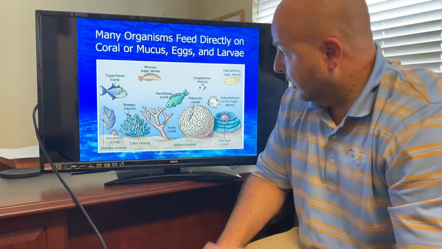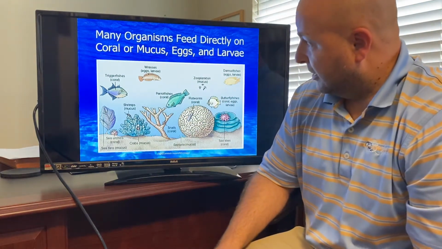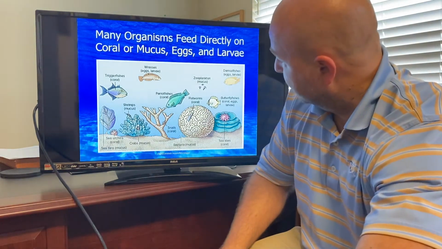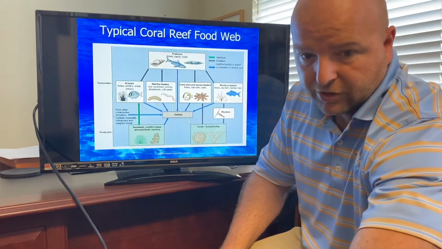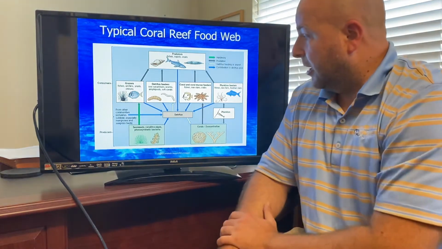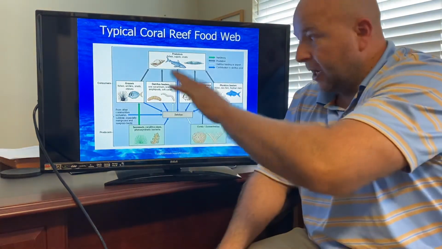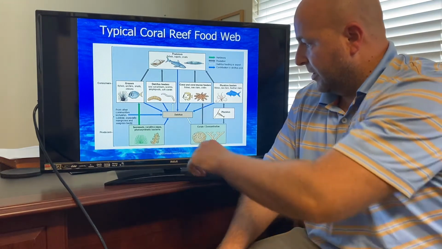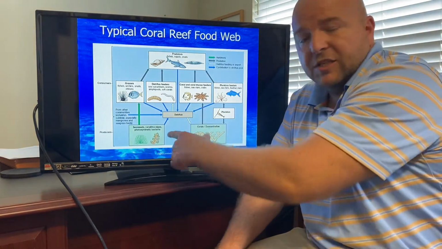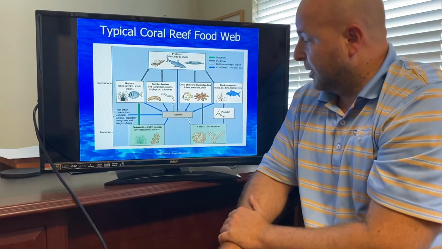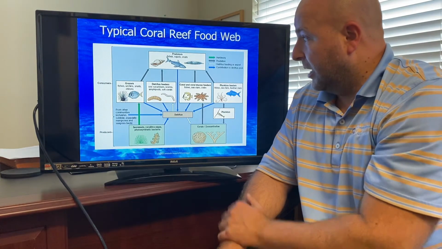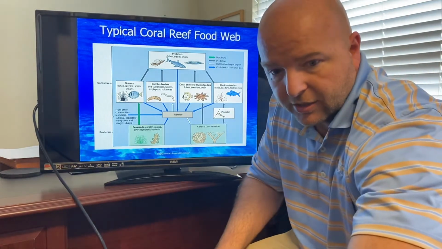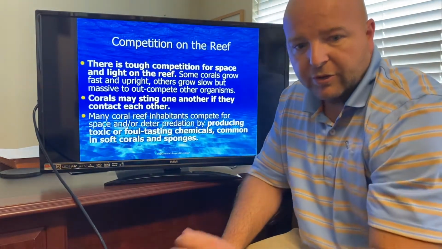Keep it moving here. An image here of some of how that might look like. Lots of different organisms that live there that all rely on each other, and then more of a food web demonstration of what it might look like with the zooxanthellae, and then some seaweeds and other algae that might be at the bottom, and then from there working your way up all the way to top predators like some sharks that may live around a reef system.